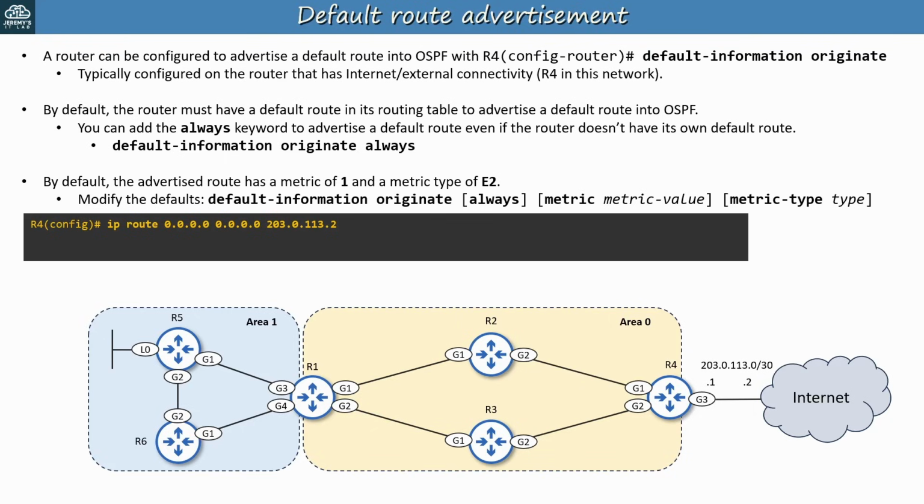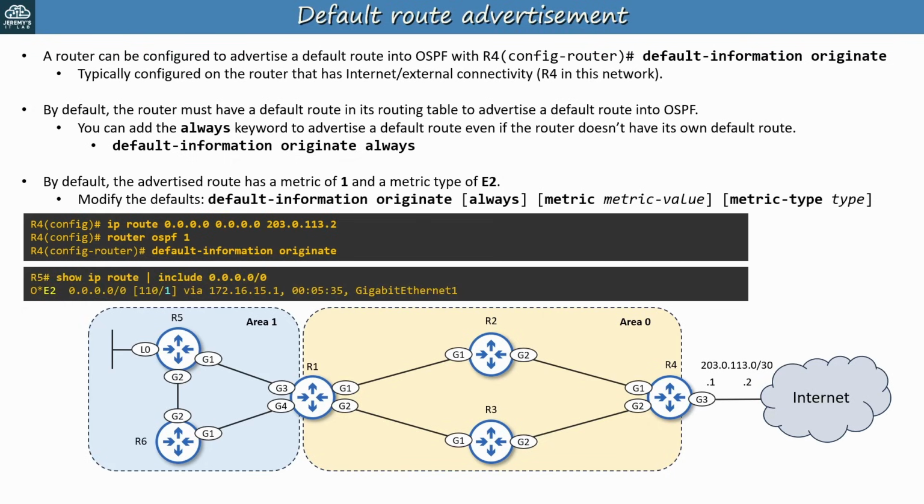I configured a default route to the internet on R4. Then I used the basic command, default-information originate. Let's see how the route appears on R5. Here it is in the routing table. As I've highlighted, the metric type is E2 and the metric is 1. Now let's look at the different route types in OSPF to see what this E2 actually means.